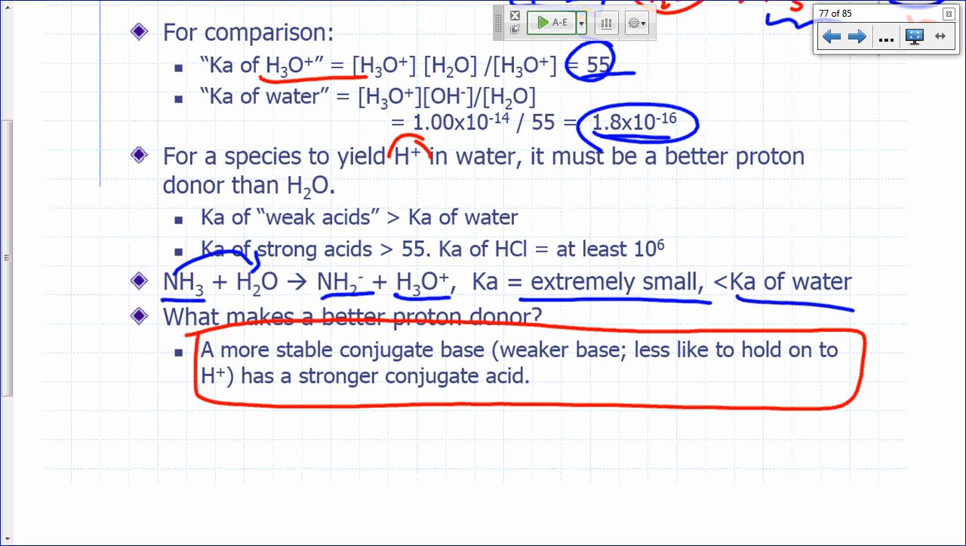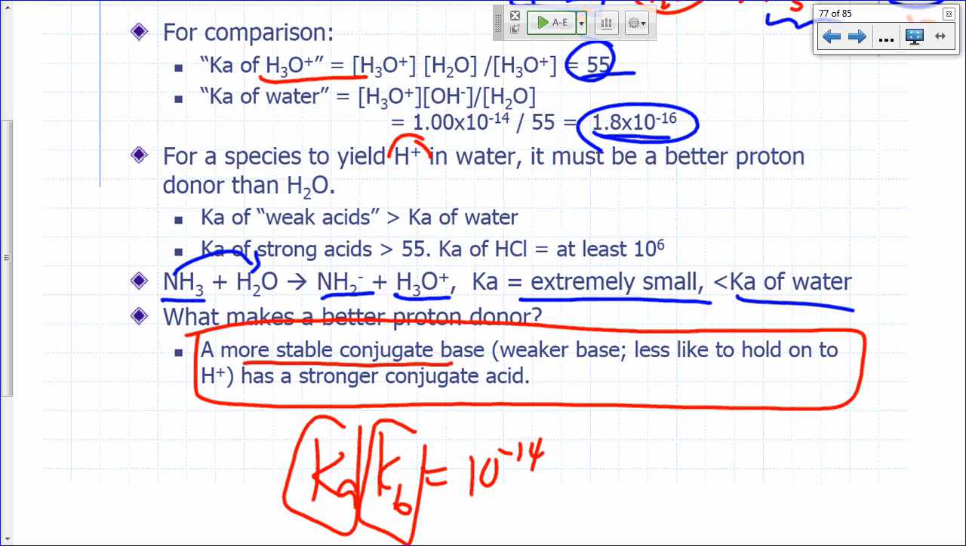You look at the conjugate base. If you want to compare strengths of acids, compare the conjugate bases. What did we know about the conjugate acid-base pair? Remember, Ka times Kb is 10 to the negative 14, right? The stronger the acid, the weaker the conjugate base. The weaker the acid, the stronger the conjugate base. So compare the conjugate bases, because once you get those compared, then you can predict what the comparison is for the acid.